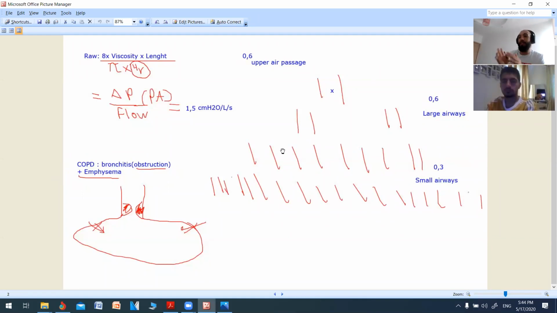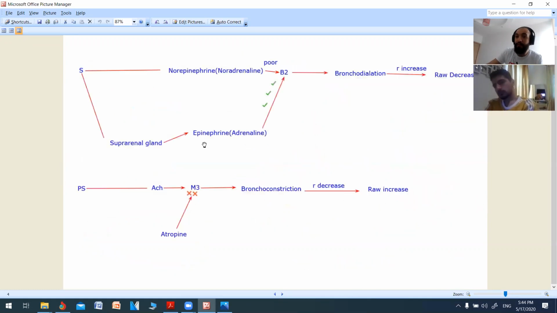Autonomic nervous system, sympathetic and parasympathetic. Do you remember what the sympathetic does to the bronchi when you run? Dilates them. Bronchodilation. So what does the sympathetic do to the resistance in the airway? Decreases the resistance. Parasympathetic increases the resistance. Sympathetic releases epinephrine and norepinephrine, but the receptors on the bronchioles are beta 2. So which one of them affects beta 2 better? Adrenaline is a stronger agonist for beta 2, so it will decrease the resistance.